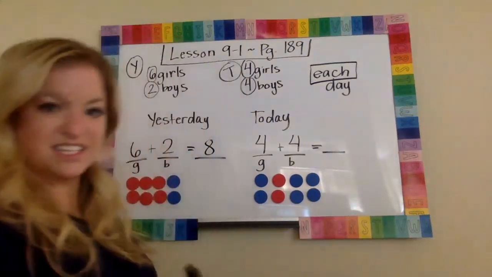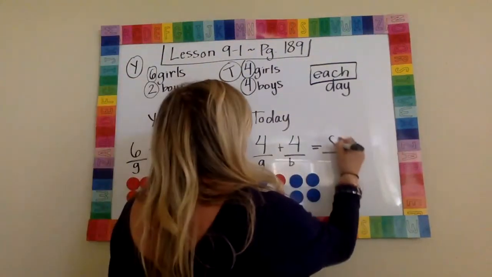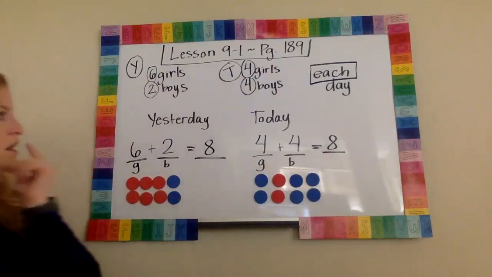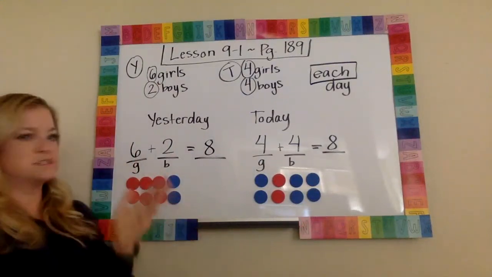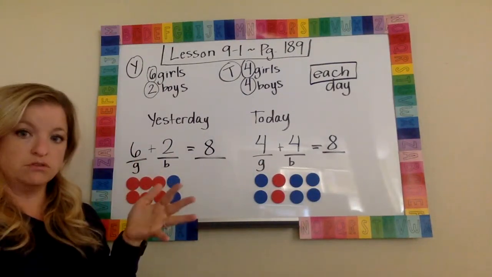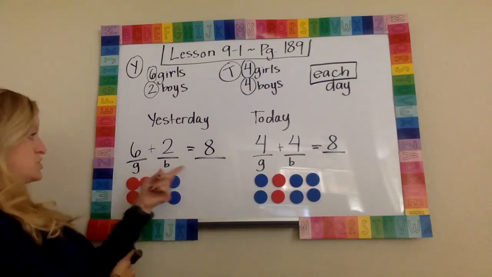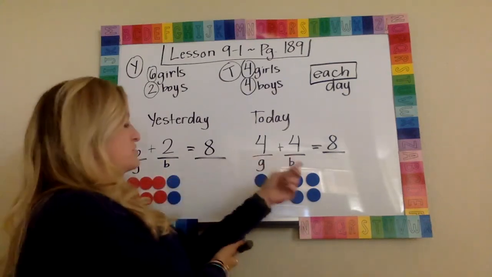How many played on the swings today? 8. Huh. Are both of these addition equations true? Can you take 6 plus 2 and get 8? And then 4 plus 4 and get 8?